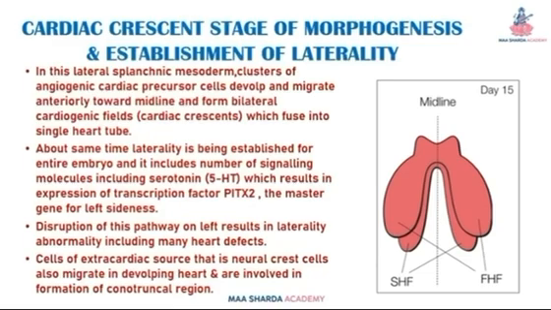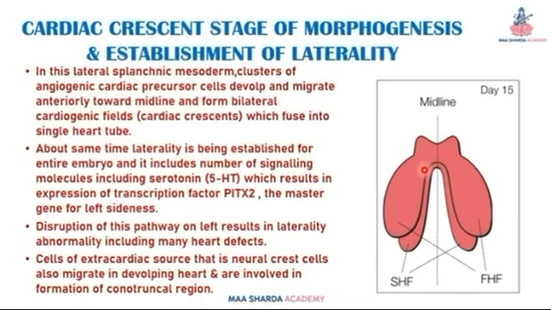Now the cardiac crescent stage of morphogenesis. In the lateral splanchnic mesoderm, clusters of angiogenic cardiac precursor cells develop and migrate anteriorly toward the midline and form bilateral crescents, which fuse into a single heart tube.